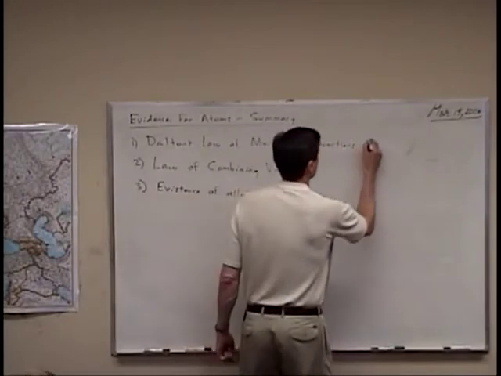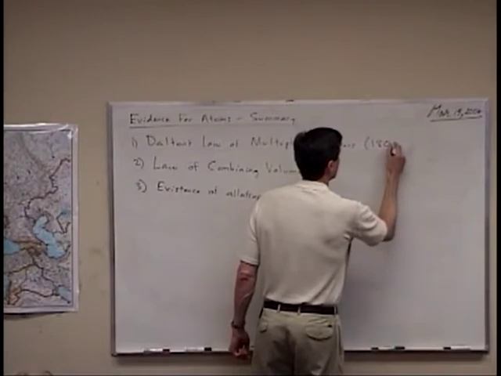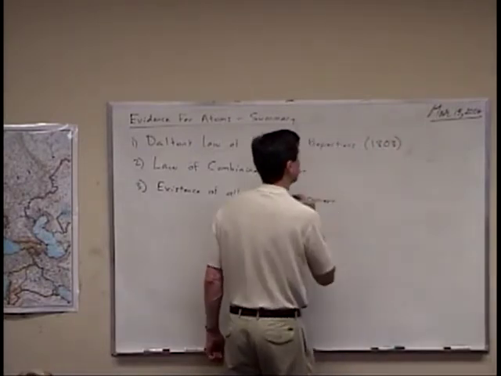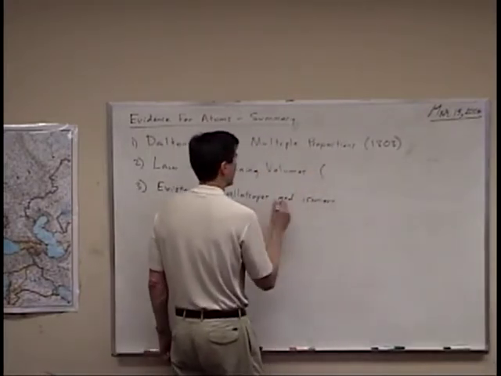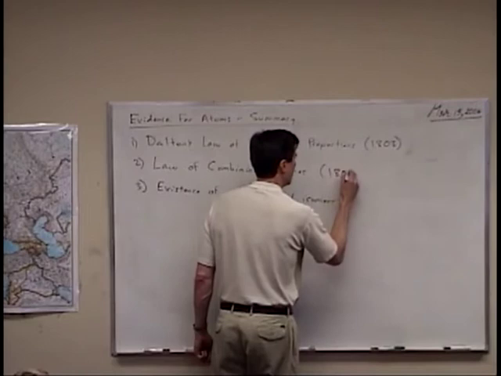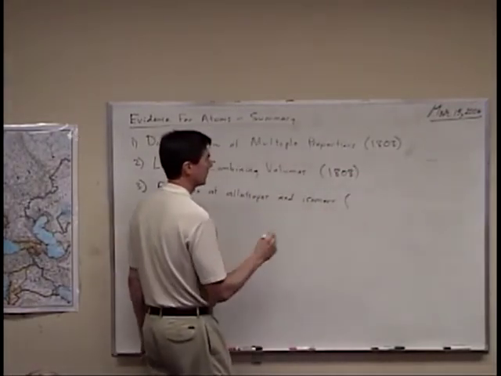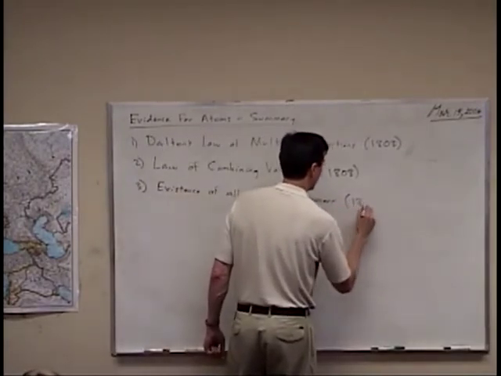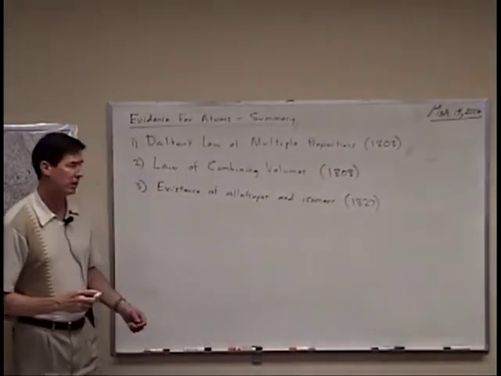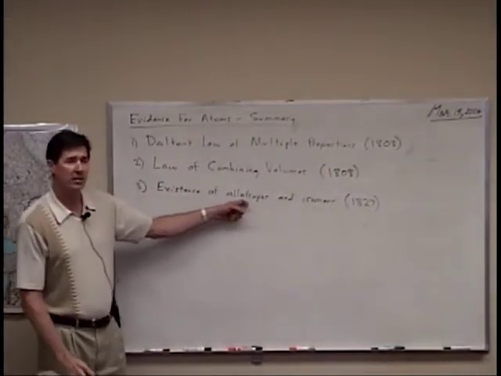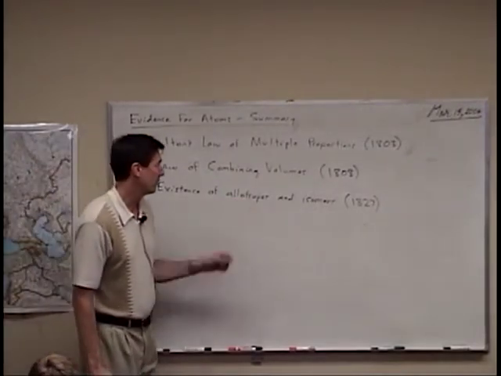Actually, I might as well put years on these things. I think Dalton actually made this discovery in 1803. The law of combining volumes, I believe, was 1808. Isomers, by 1827, it was clear that there were isomers. Actually, 1814, Humphrey Davy did his work on diamond, which is an allotrope.